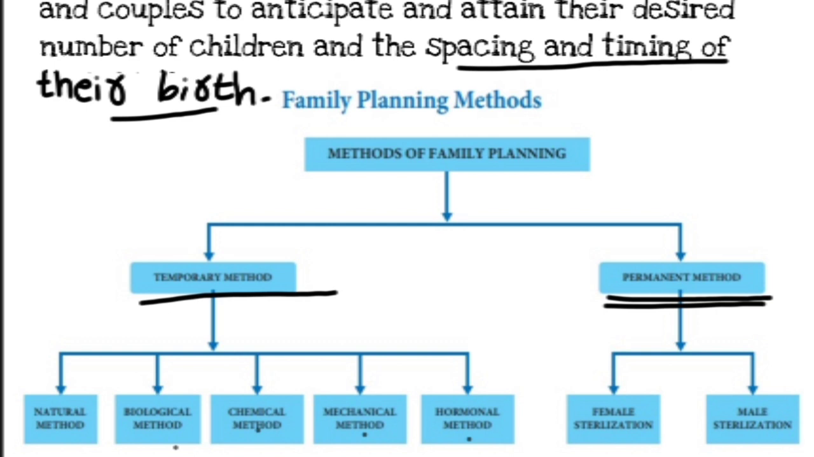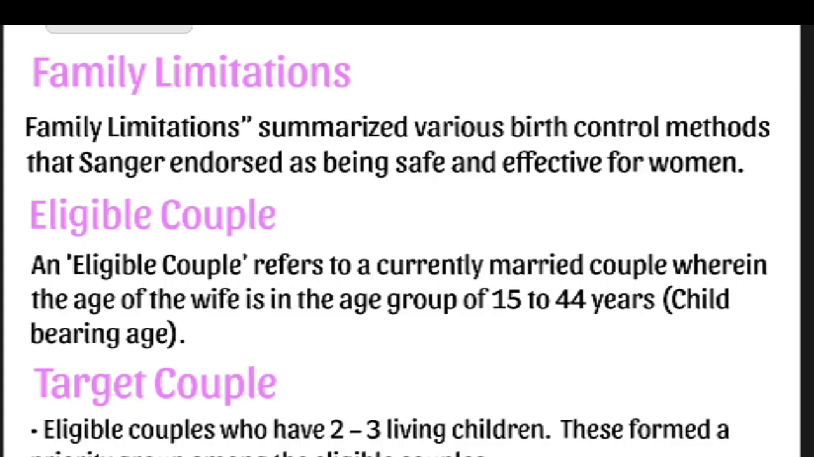While in permanent, we have 2 types: one is for female sterilization, other is for male sterilization. There are few important terms in the family planning program. Let's know it. Like family limitation. Here we are controlling the number of children. It's not involved like spacing, interval and all. Here we are controlling the number of children with the help of birth control methods.